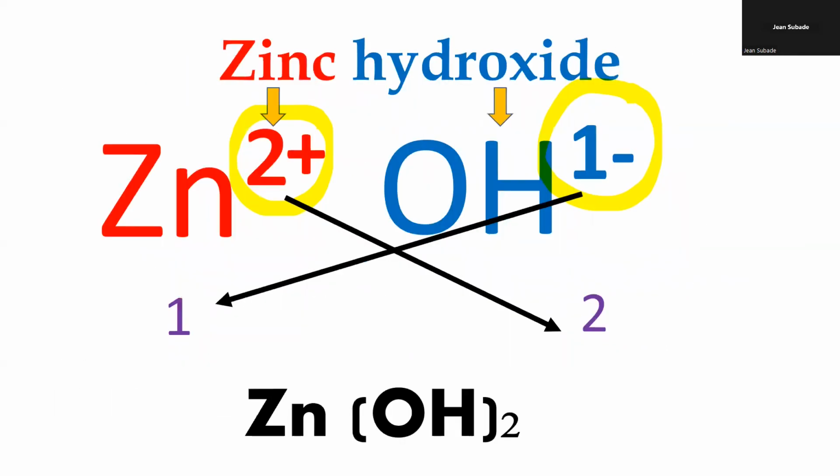So let's balance it now. Zinc will take the 1 since we do the crisscross method, and the OH, or hydroxide, will take the 2. Writing it down, Zn, and then open and close parentheses for the OH with a subscript of 2. If the subscript is already 1, then you don't have to write it after the zinc.